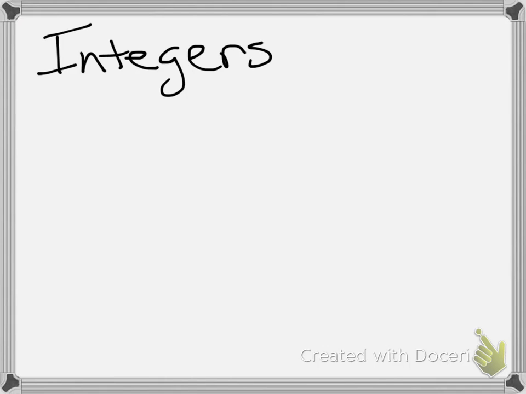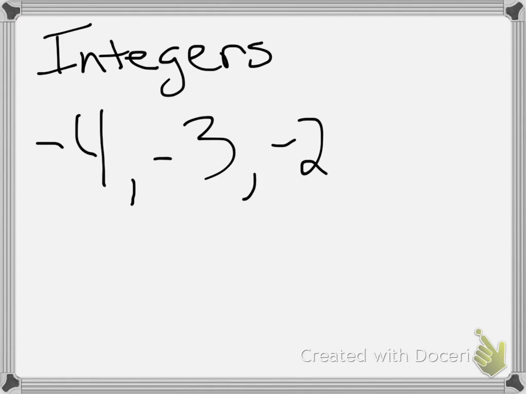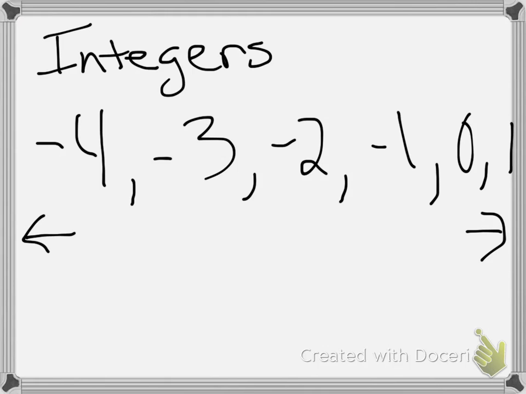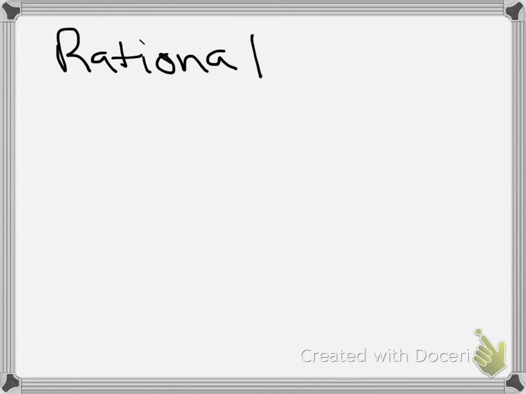Alright, integers are all those negatives, okay, and all those whole numbers, okay, to infinity that way and to infinity this way, okay. Those are integers. So all the negatives and the whole numbers, okay. So all those positive whole numbers are included. The last one is rational numbers.